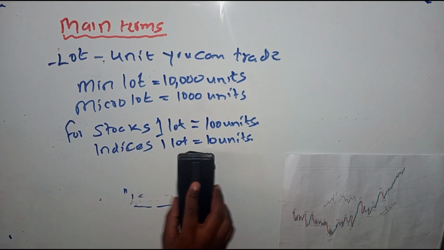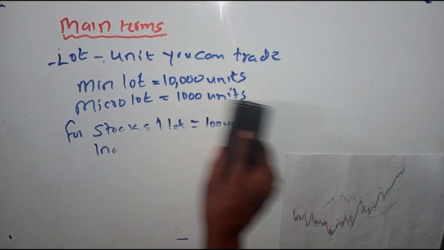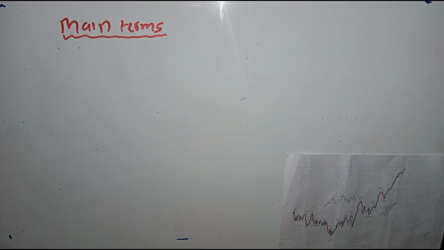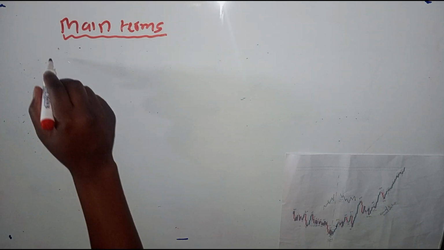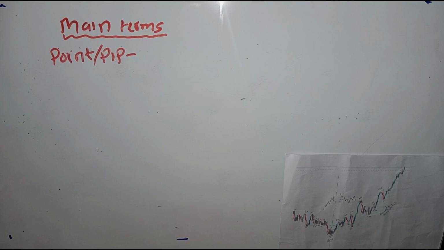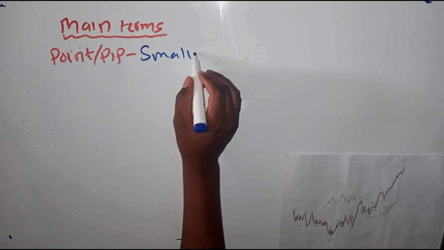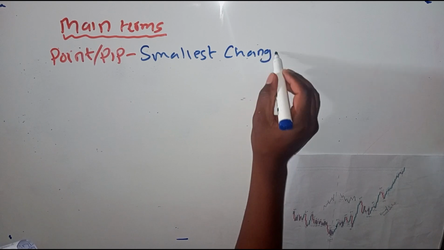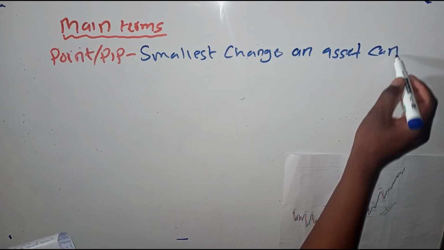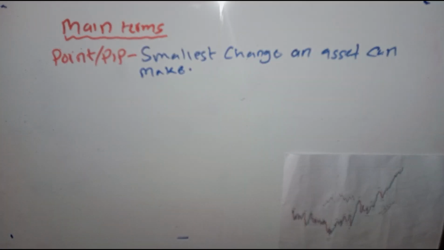Okay, so let's continue and talk about a point or a pip. A point represents the smallest change an asset can make.